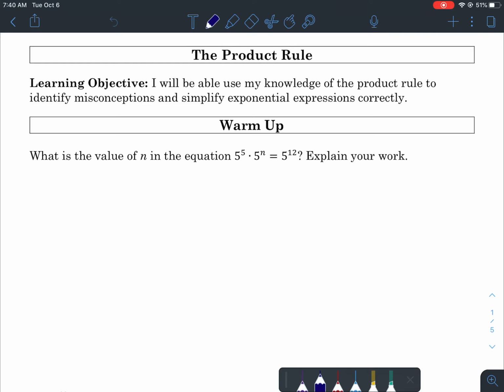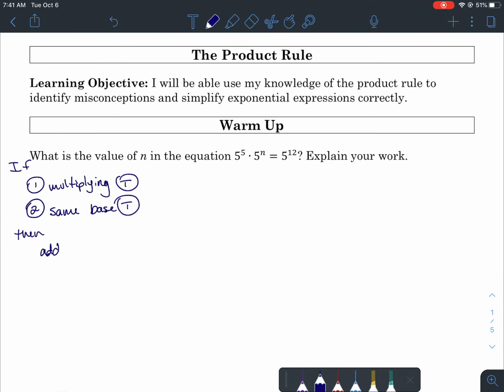So we know a couple things. We know, one, we're multiplying. Two, there's the same base. And if these both are true, then we can add the exponents.